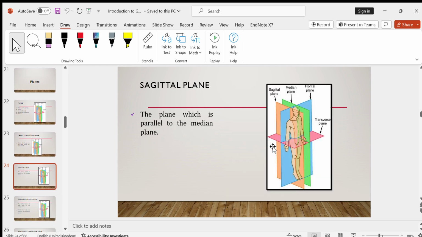The sagittal plane is another median plane, but that is not lying in the center of the human body. It is lying parallel to the median plane, and it is also dividing the body into a right half and a left half, but these are unequal halves.